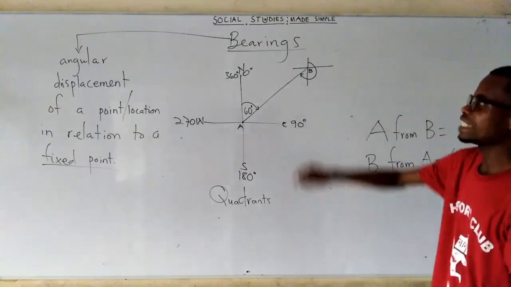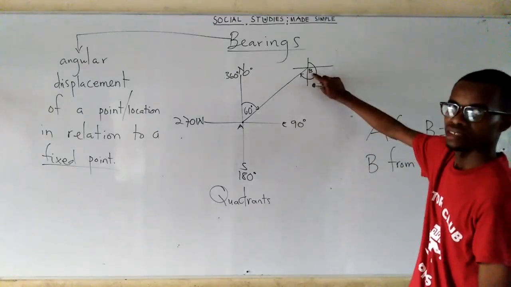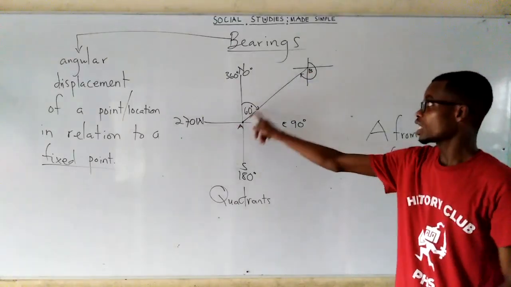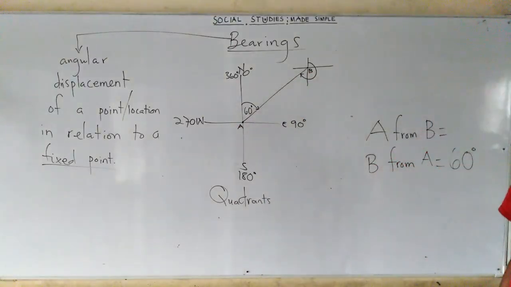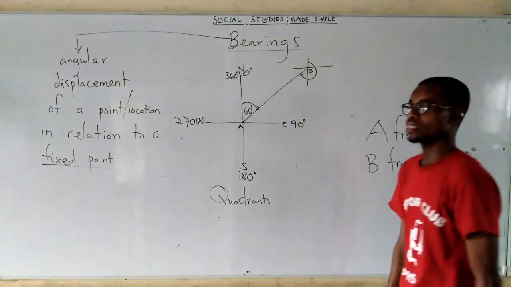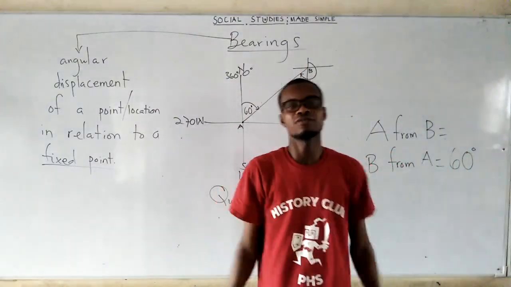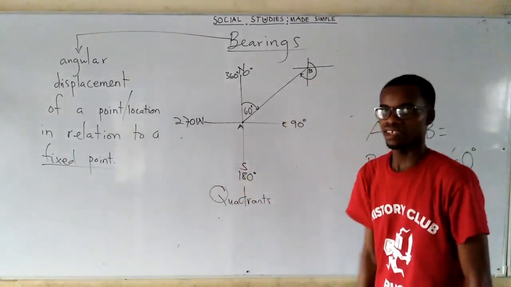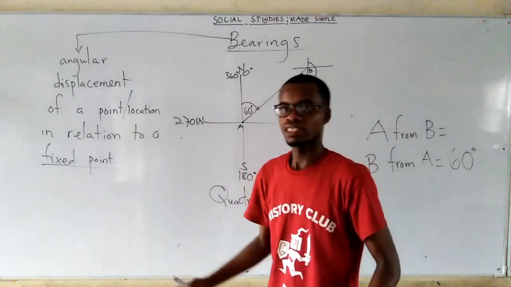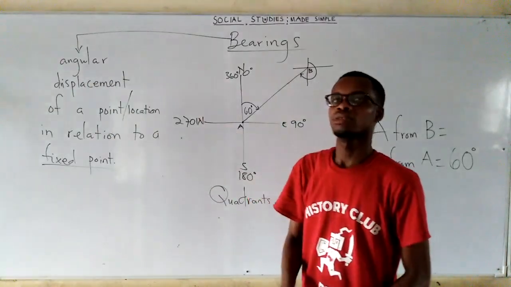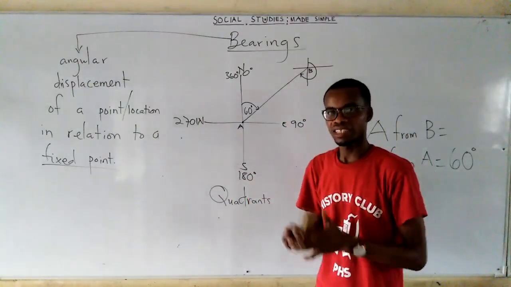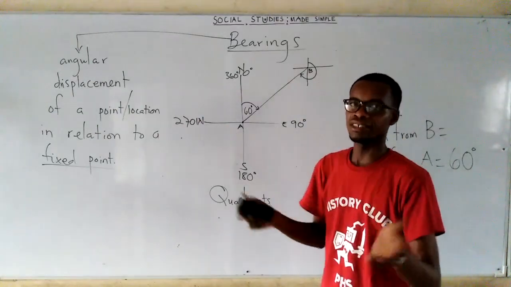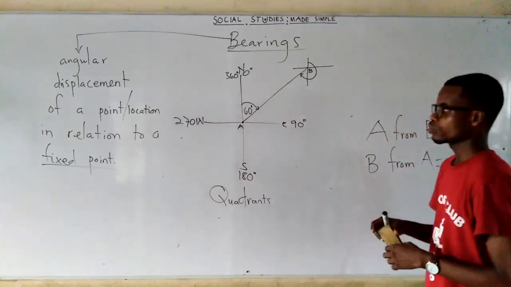So the angular displacement of a location in relation to a fixed point. Relation. So the line is connecting them. So there's a relation. You don't just stay at a place and then before you know, you find yourself in another place. No, you have to travel and cover a certain distance. Now, after covering the distance, there is an angle of which you have traveled, and that angle is what we call bearing. That's what we are calculating. And bearing is always in degrees. Okay, so measure it in degrees.